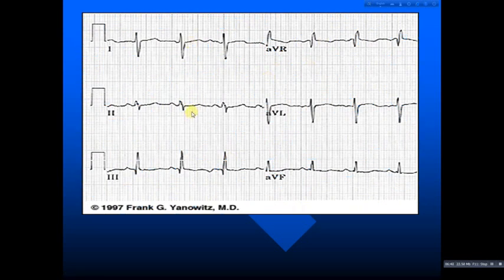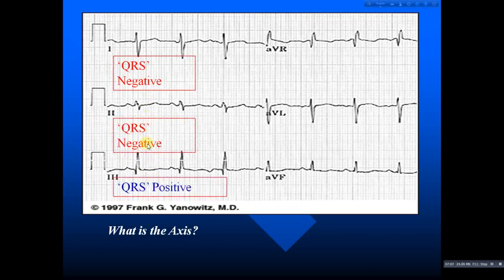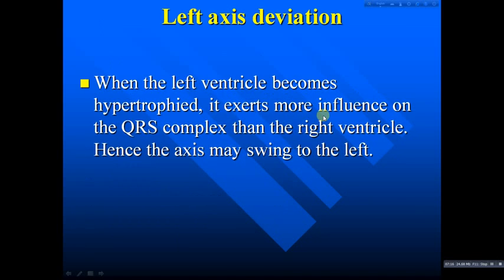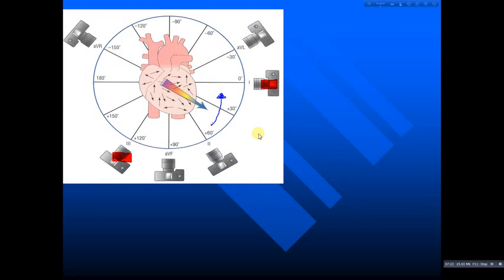And now what will happen if there is left axis deviation? Usually it occurs when there is left ventricular hypertrophy, and there are so many causes. But if I see this photograph once again, if this axis moves towards the left, then in lead 3, lead 3 will think that the impulse is moving away from me, so there will be a negative QRS complex. In lead 2 there will also be a negative QRS complex. Lead 1, as it moves towards the left, will have a positive QRS complex.